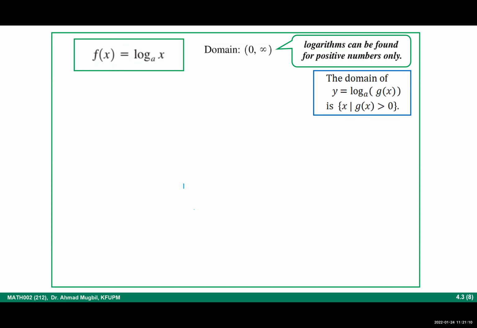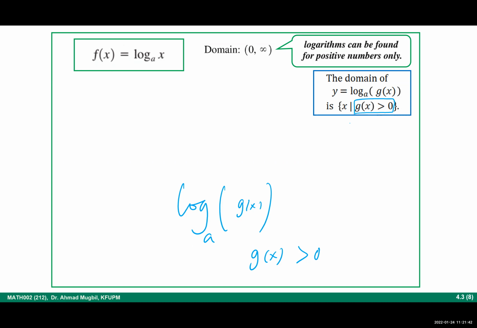This means in general, if you have the logarithm of any function, whatever is inside, what will be the domain? The domain of this function will be all the values of x for which what is inside the argument is greater than what? 0. So here it is. This is the condition. So if you want to find the domain of any logarithmic function, just put what is inside greater than 0.